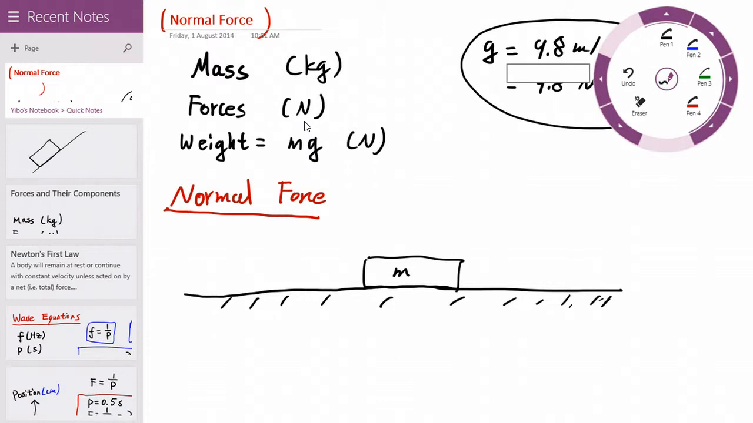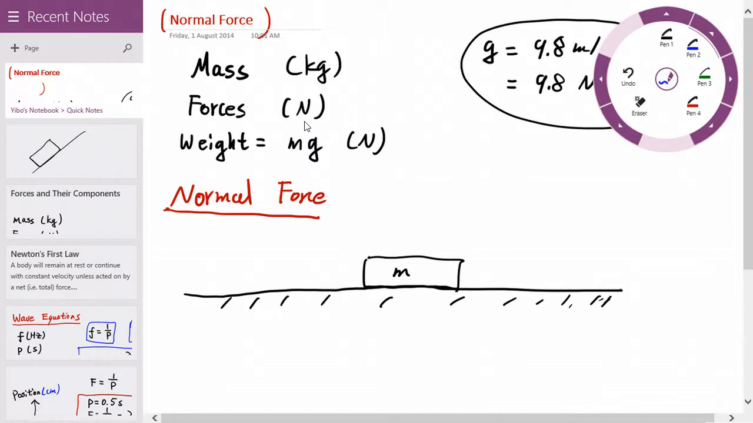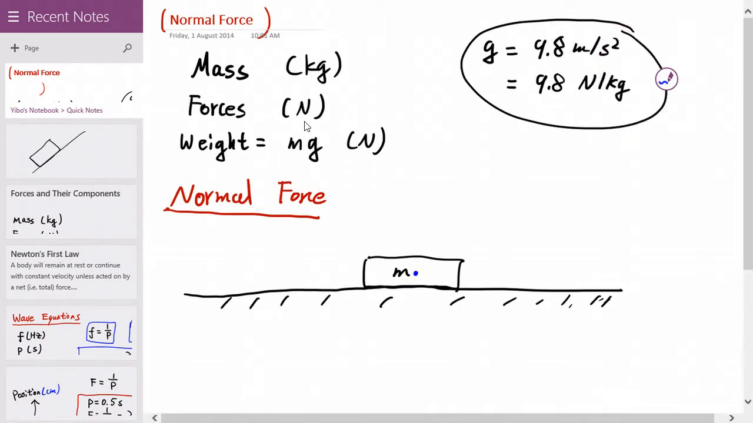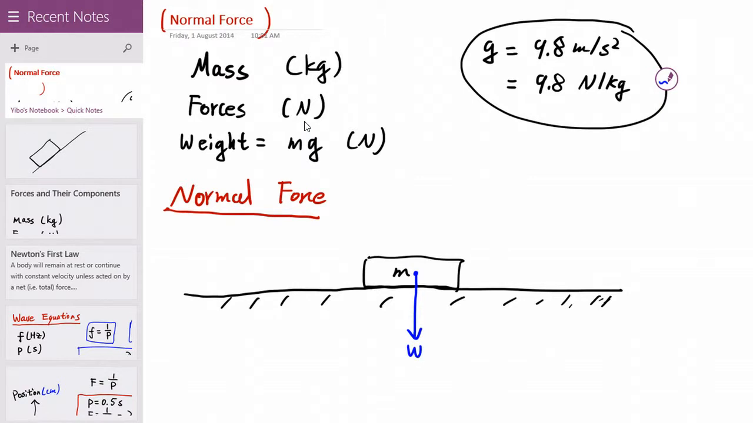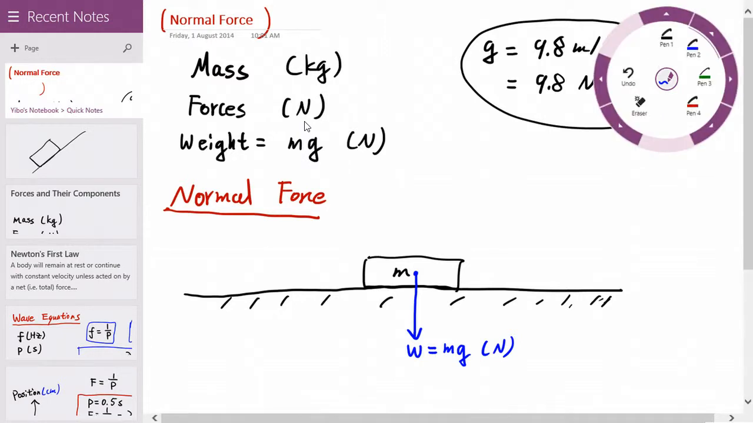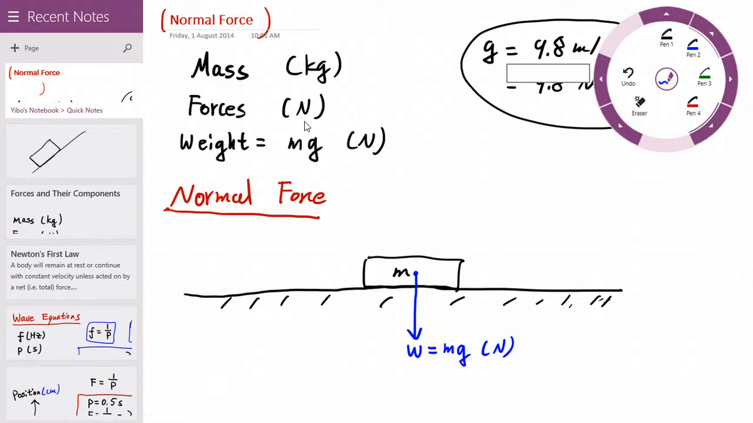And what we can say about it is the gravity pulls it down to the center of the Earth with an acceleration of 9.8 meters per second squared. So here is a weight force pulling it to the center of the Earth. And the weight force can be calculated by mass times acceleration, which is mass times gravity, in newtons.